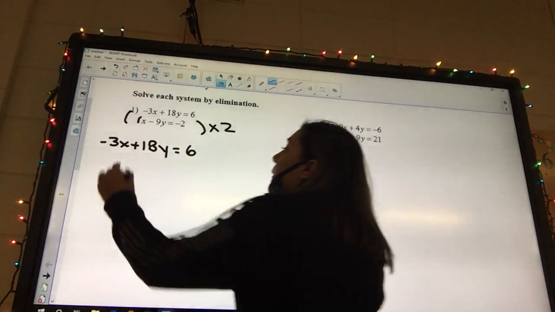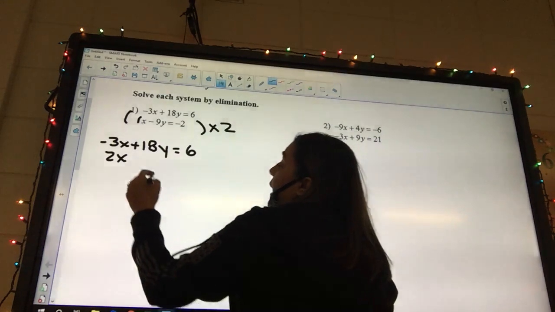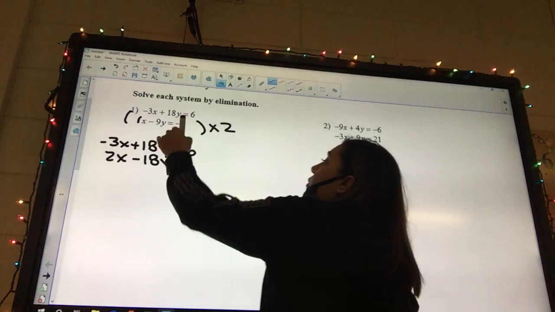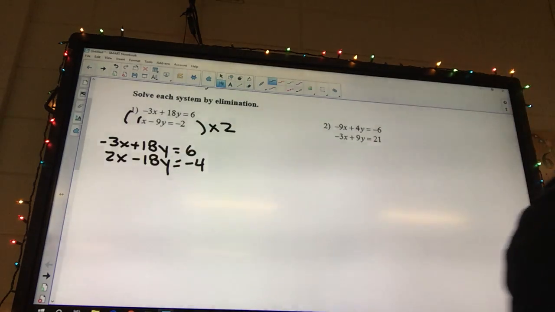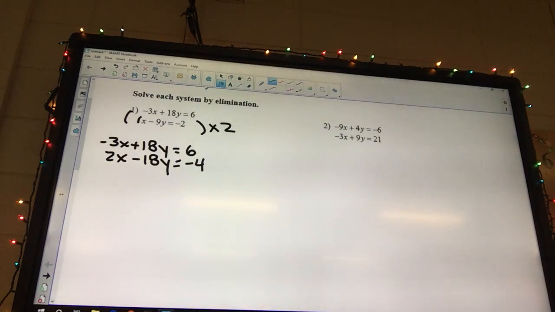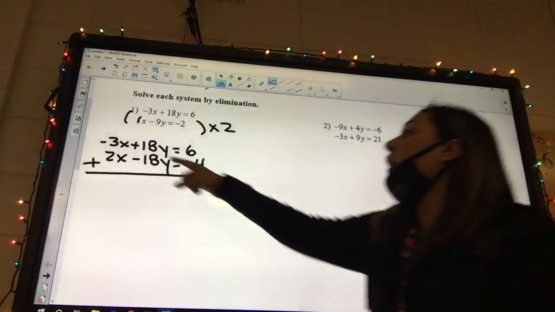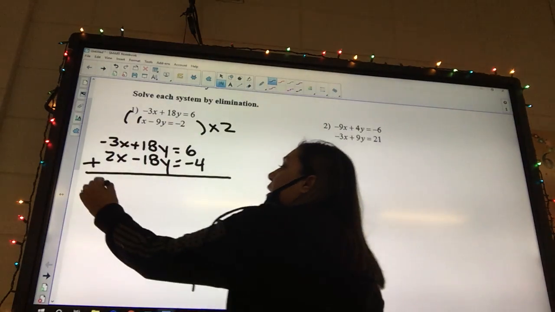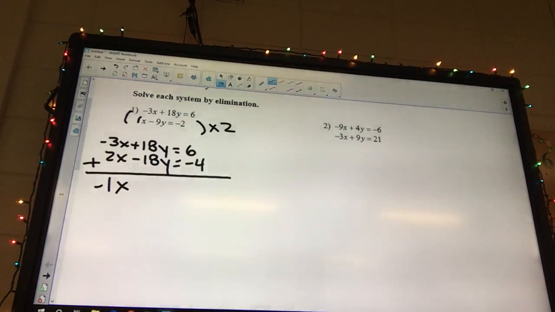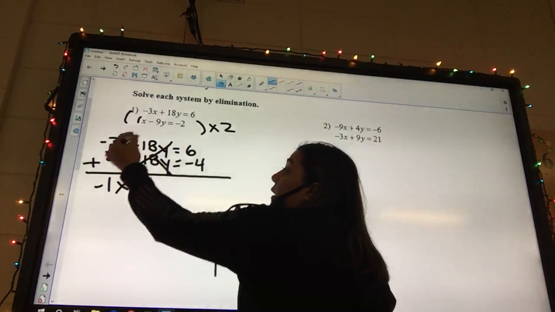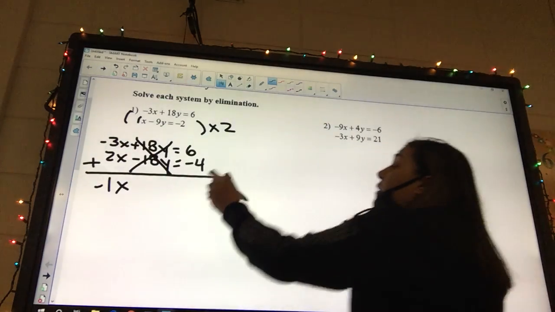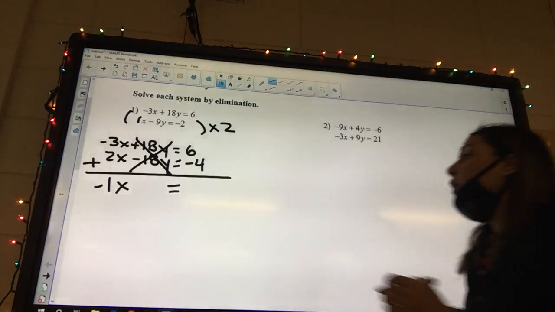So 2 times 1 is going to give me 2x. 2 times negative 9 is going to give me negative 18y. And then 2 times negative 2 is going to give me negative 4. Okay, and so now we can add these equations together. Negative 3x plus a 2x is going to give me a negative 1x. Positive 18y plus a negative 18y is going to give me what? Nothing. Okay, they're going to cancel, or go to 0. And then I can add this bottom part together. So positive 6 plus a negative 4 is going to give me 2.